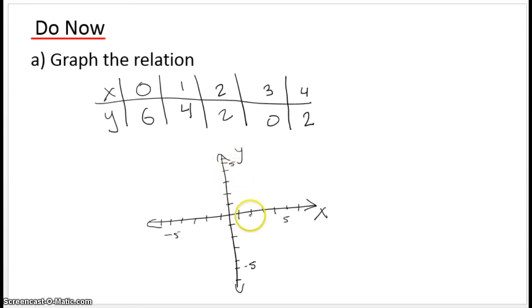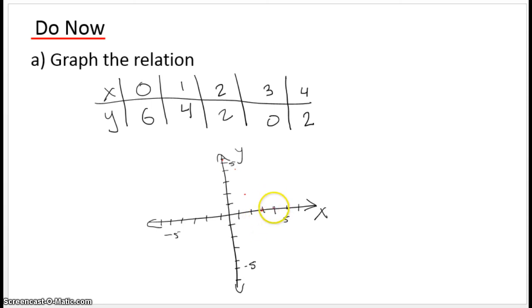It's kind of getting erased. I don't know why. All right. When x is 2, y is also 2. There it is. When x is 3, y is going to be 0. There it is.